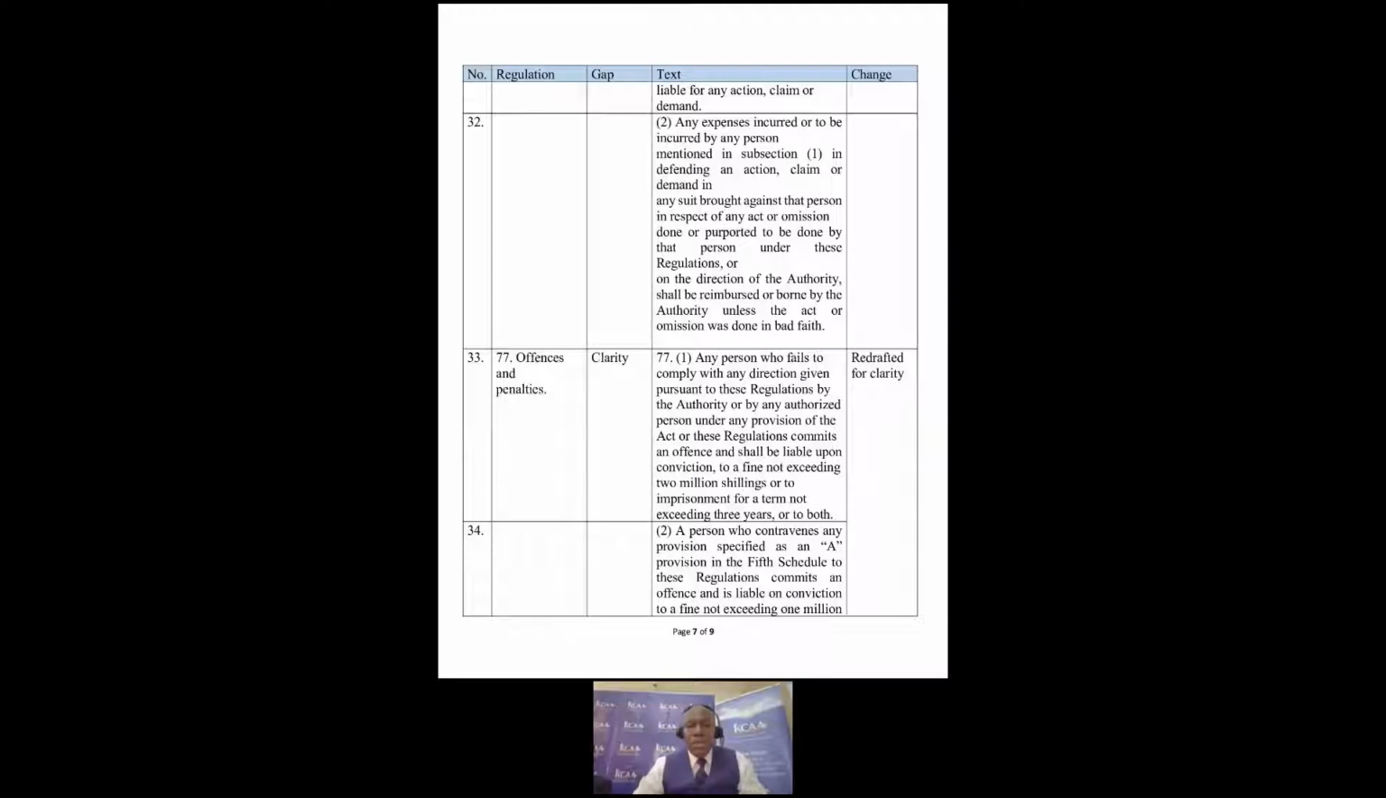Then we go to Regulation 77 on offenses and penalties. This is a regulation that breaks down the offenses in this set of regulations and provides for penalties for each offense creating regulation. So this regulation, as read together with the 5th schedule, would make clear what attracts penalties in these regulations and by how much.